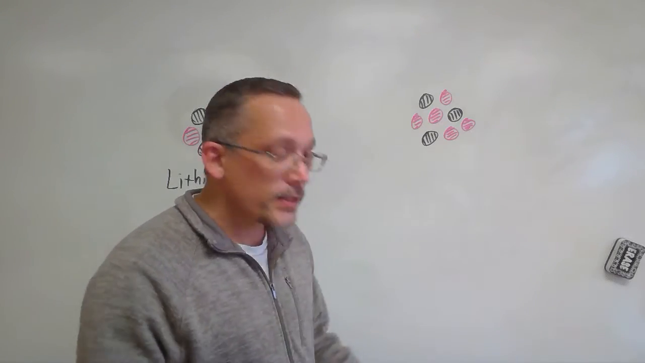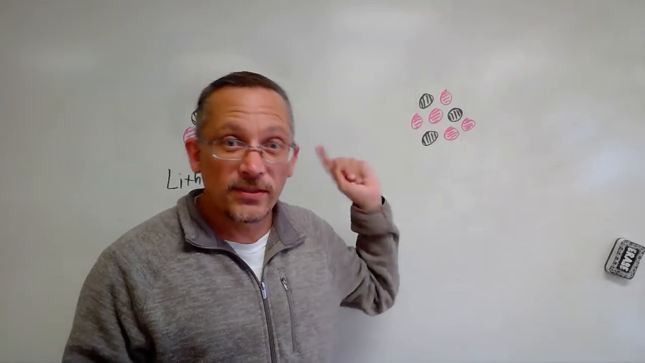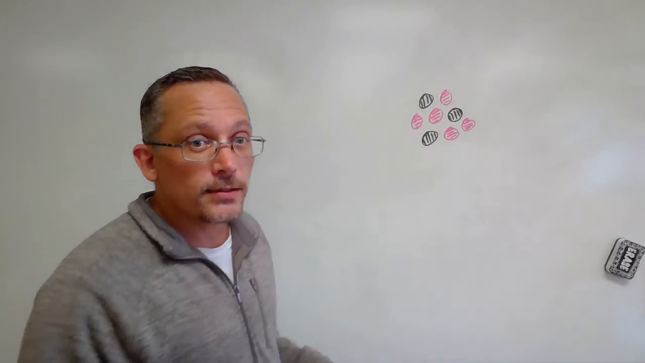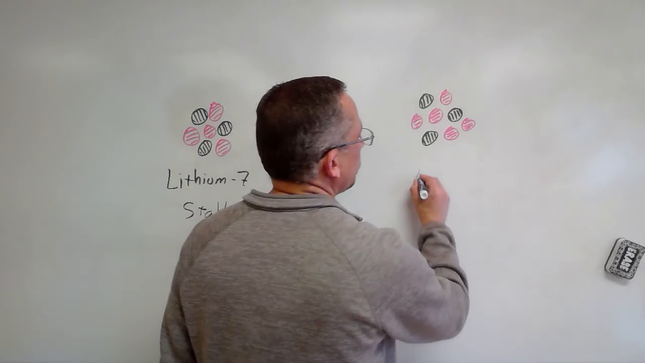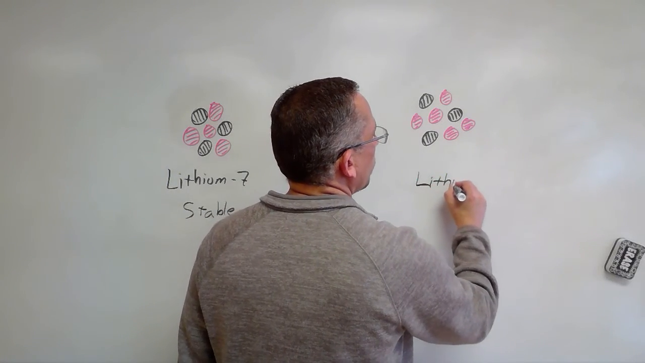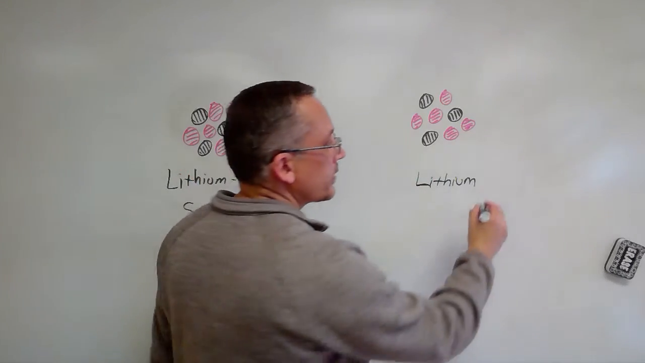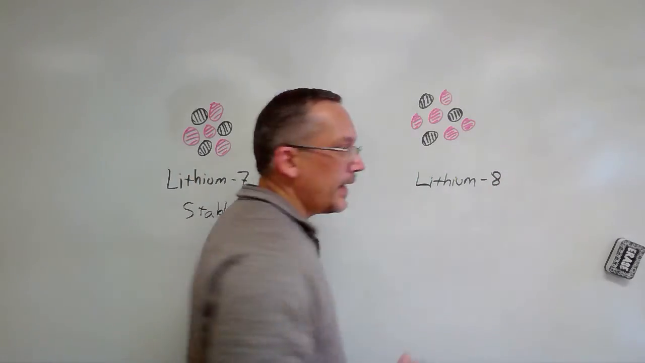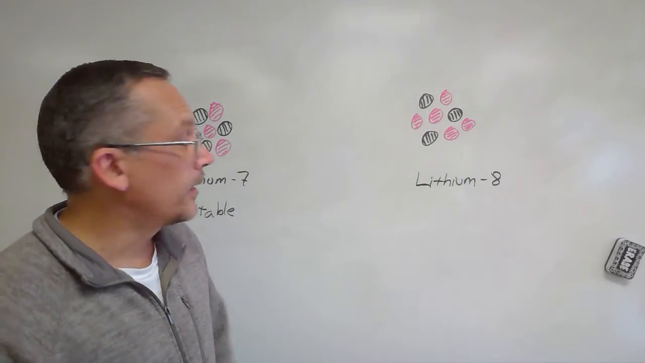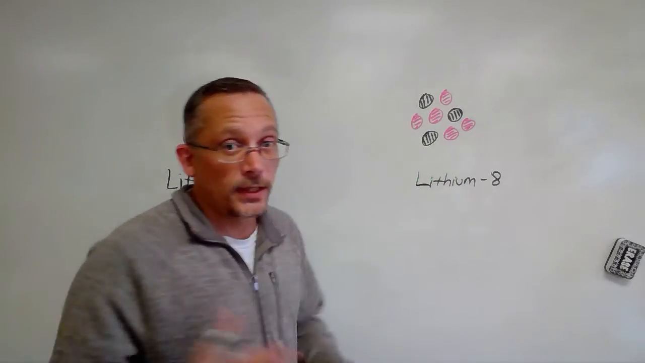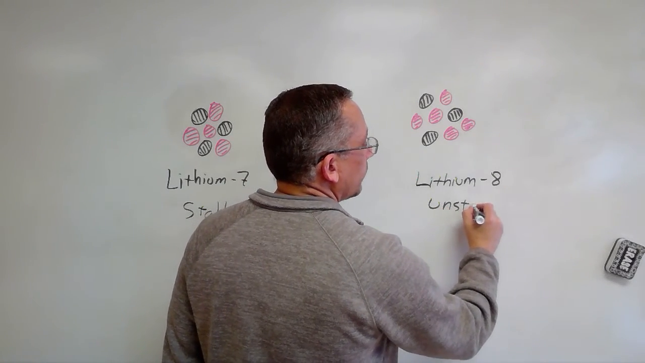This particular nucleus is different. Notice I still have 3 protons in there, but now I have 5 neutrons. This, because it still has 3 protons, is still a lithium atom. But now there are 8 particles in that nucleus. This is lithium-8. This is not one of the combinations of particles that nature allows. This can happen, but it's what's called unstable.